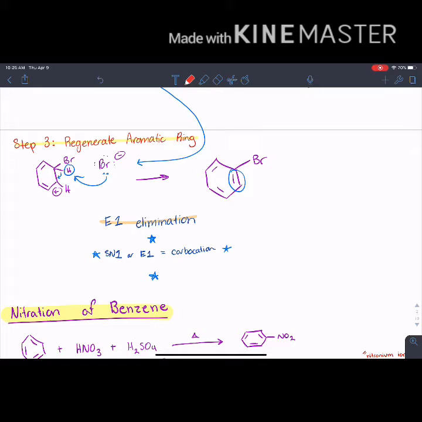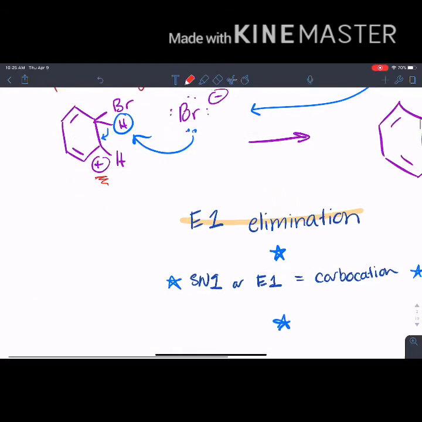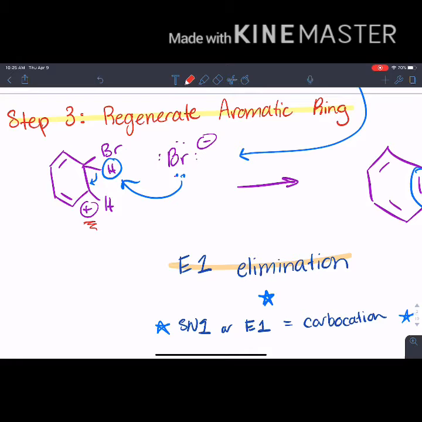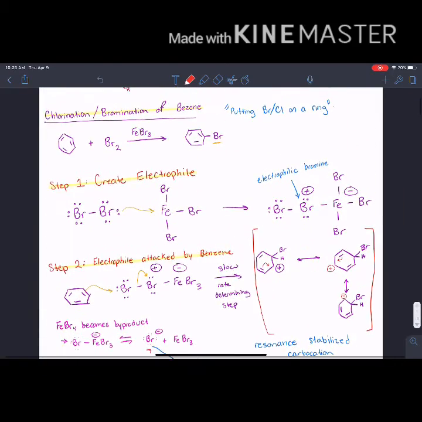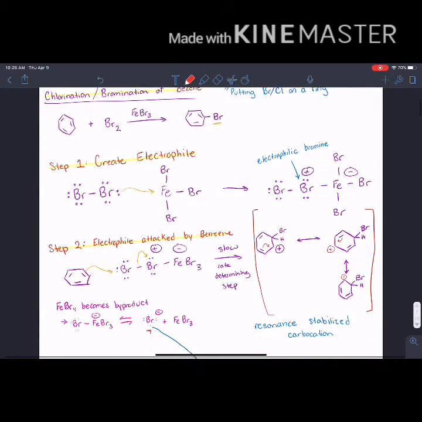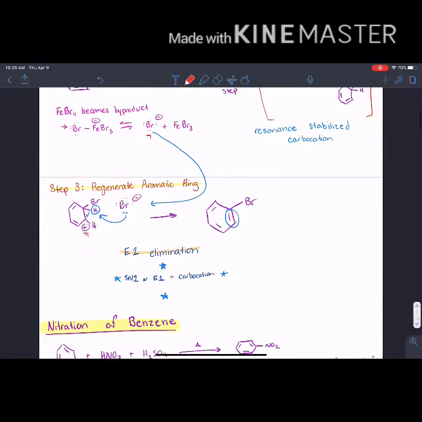SN1 or E1, the first order reactions, are always going to have a carbocation as an intermediate within the reaction. So when you see that carbocation right here, and we're talking substitution or elimination, you're going to talk about the first order reactions. And that's going to keep track of carbocation rearrangement, carbocation resonance structures, all that good stuff. But these are the three key steps in electrophilic aromatic substitution. Once again, creating the electrophile, the electrophile is attacked by the benzene, and we regenerate that aromatic ring.